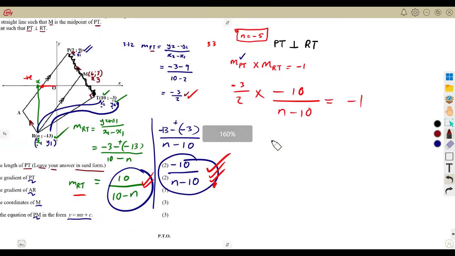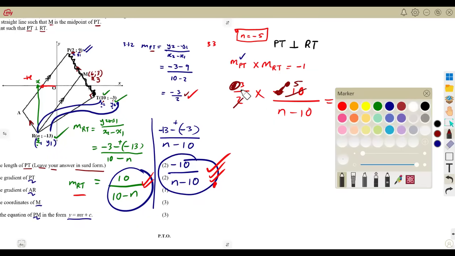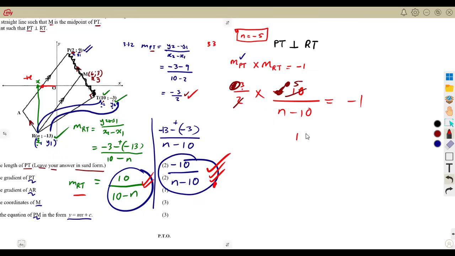Also, just like the previous case, you can reduce 2 into 2. That's 1 into negative 10, that's a negative 5. So you can even cancel here. Negative times negative, that's a positive. So this one cancels, negative, negative. That's a positive. So it is going to be 3 times 5, which is 15 over n minus 10, which is equal to minus 1. Minus 1 is the same as over 1 as a fraction.